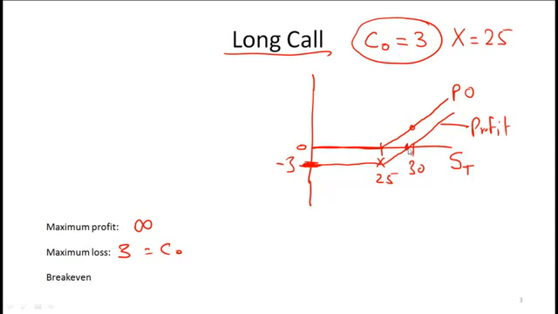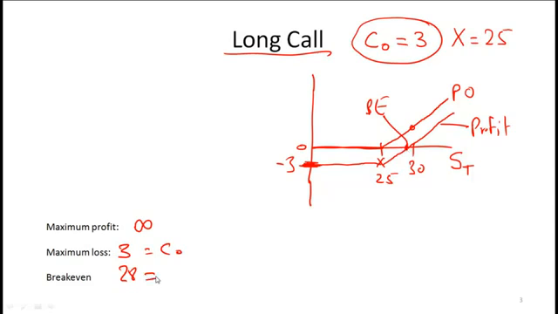Break-even point is this point right here. So that's your break-even point. And you can see that the break-even point is equal to, in our example, when the stock price is at 28. So when the stock price is at 28, then our payoff is 3. But since we had spent $3 on the option, our profit is 0. Profit 0 means that's our break-even point.